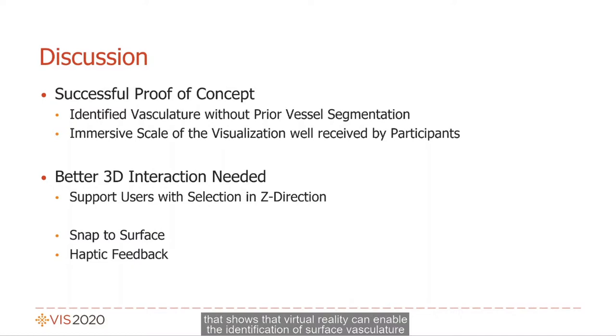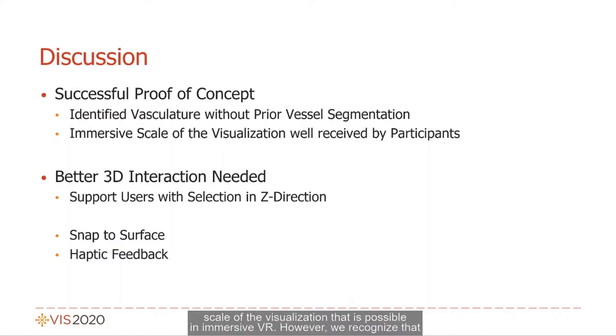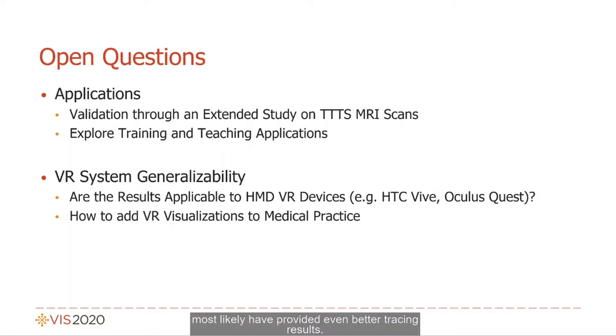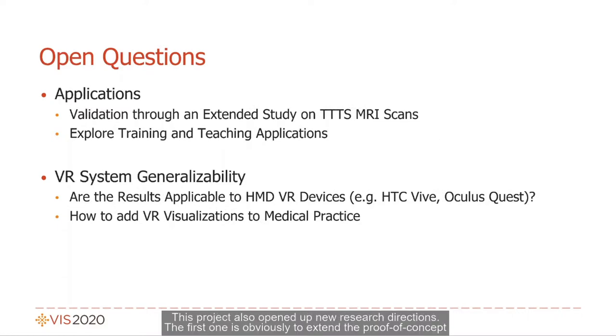Overall, we consider our work a successful proof of concept that shows that virtual reality can enable the identification of surface vasculature without vessel segmentation. Participants reacted very positively to the much larger scale of the visualization that is possible in immersive VR. However, we recognized that the 3D line drawing tool we provided to the participants was not adequate. An interaction method that actively supported participants to draw lines directly on the surface would most likely have provided even better tracing results.